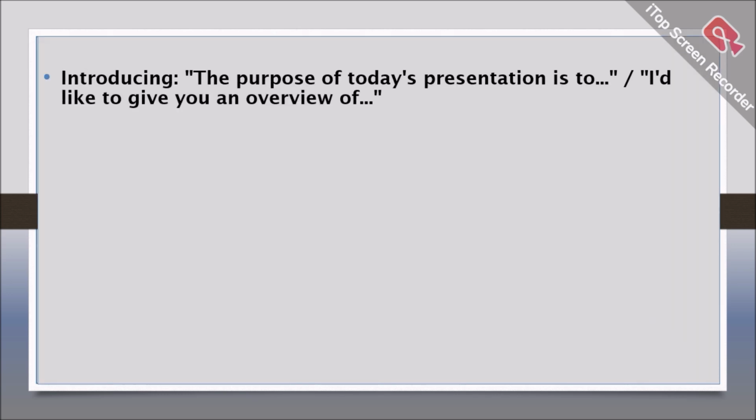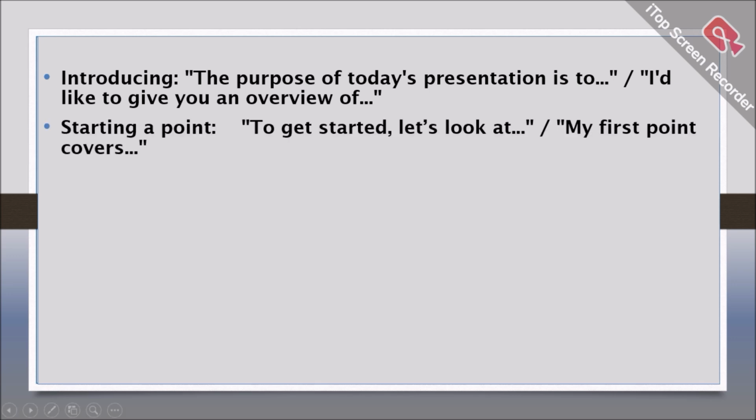First of all, we looked at introducing the topic. So the purpose of today's presentation is I'd like to give you an overview of sales in 2025. Next up, we would look at starting the point. So to get started, let's look at sales over 4 quarters. My first point covers the differences or discrepancies in the sales in the 4 quarters.